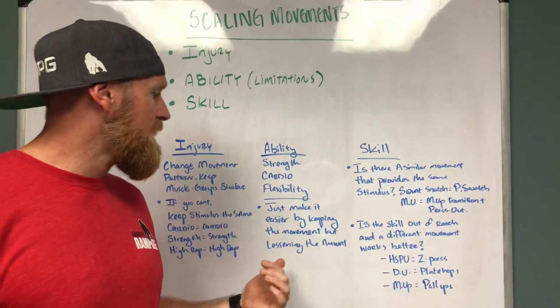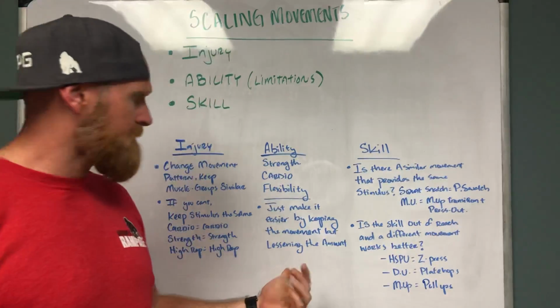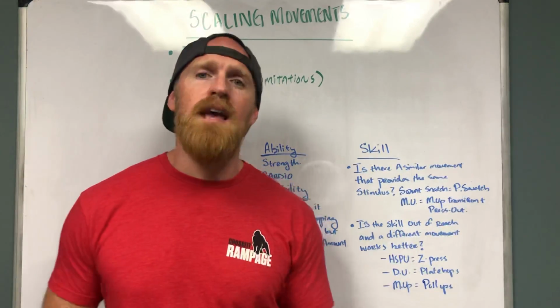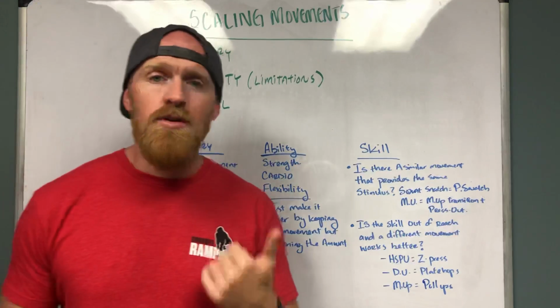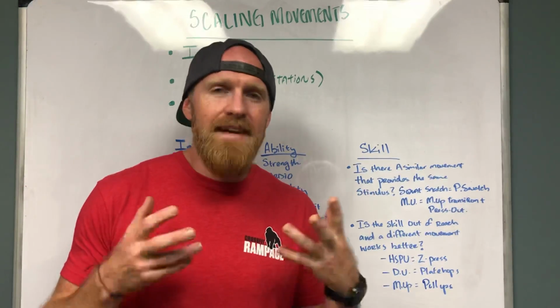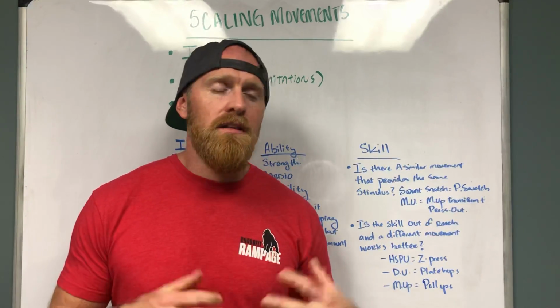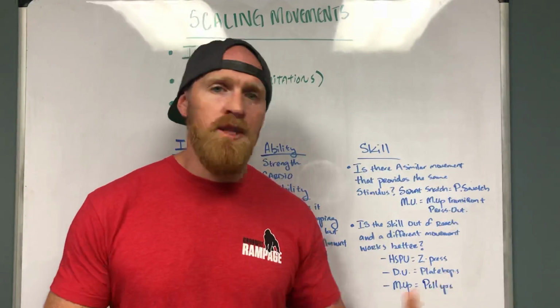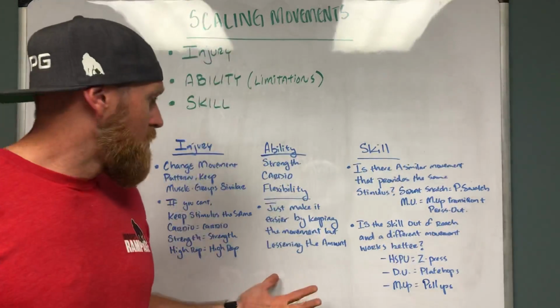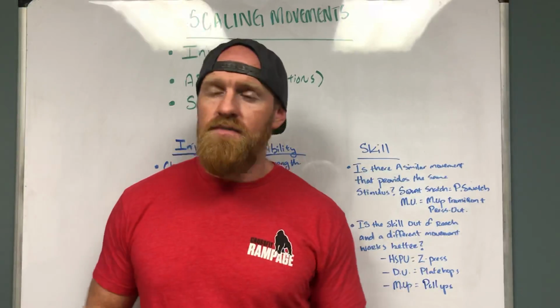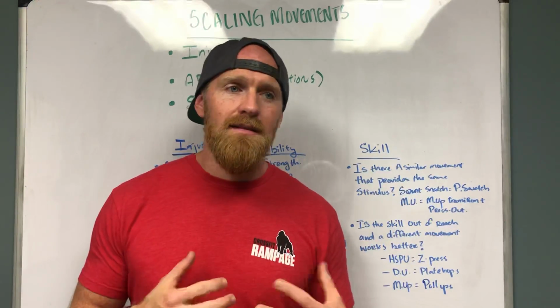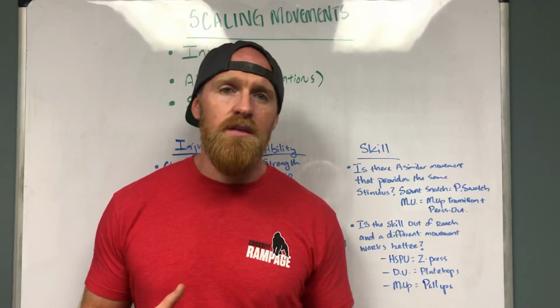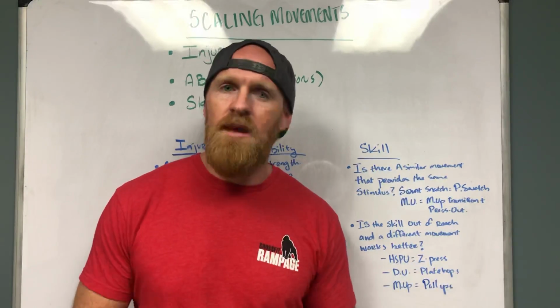So at that rate, we're just gonna make it easier by keeping the movement the same and lessening the amount. They're not strong enough to do push-ups? Cool, make it easier. Put them on a box. They're not fast enough to run 400 meters in 2 minutes. Cool, have them run 300 meters. Whatever it is. The weight calls for a 50-pound dumbbell. They're not strong enough to do that and get it done within the time domain. Cool, give them a 40-pound dumbbell.